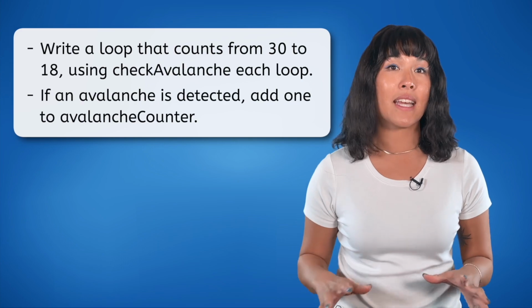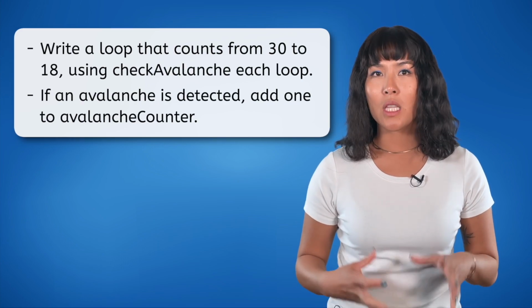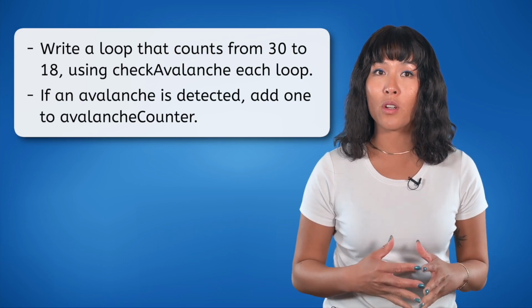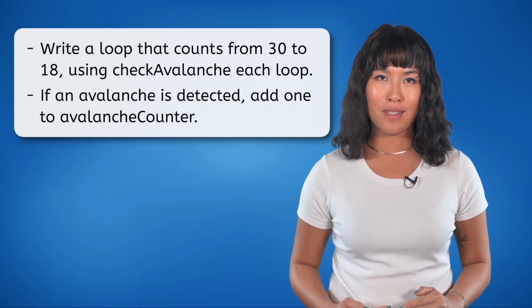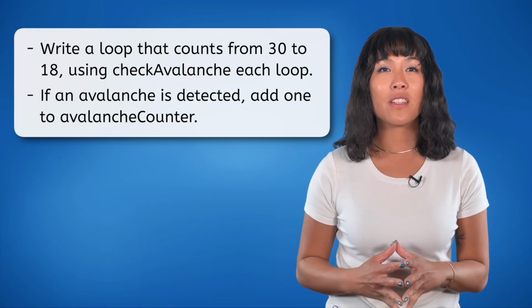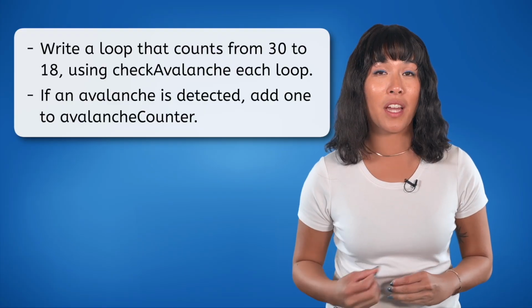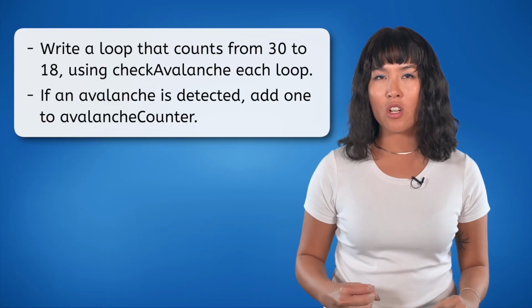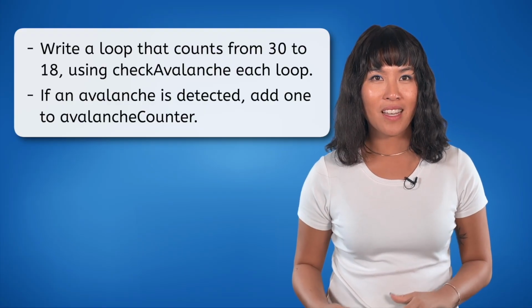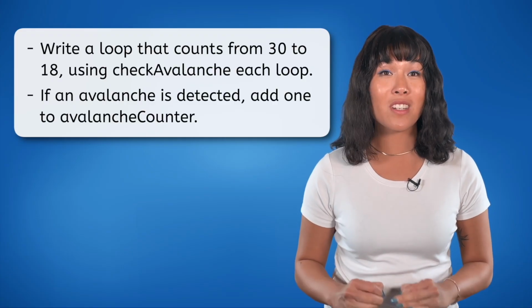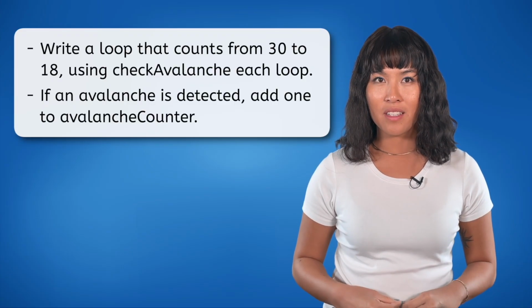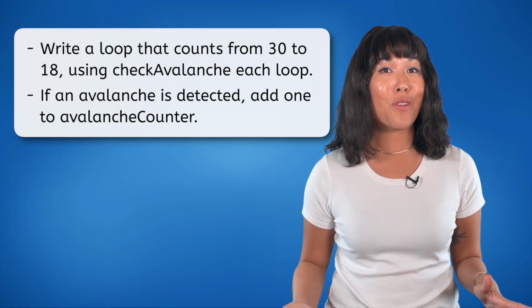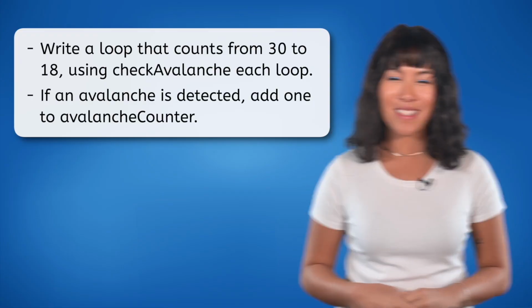Now, it's your turn. We have a robot descending from a mountaintop. The robot needs to go from the marker at 30 meters down to the marker at 18 meters. Each time it descends, we need to check for any signs of avalanche by calling the function called checkAvalanche. Each time signs of an avalanche are detected, add 1 to the avalanche counter. Pause the video here and give it a try in your guided notes.